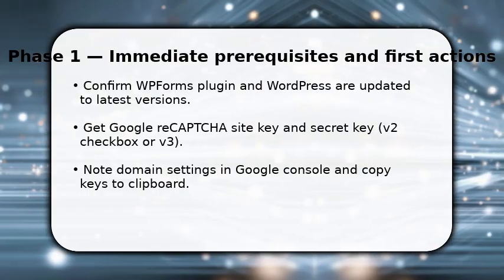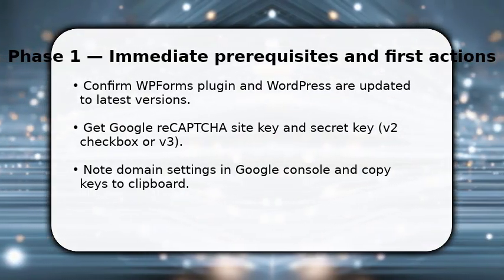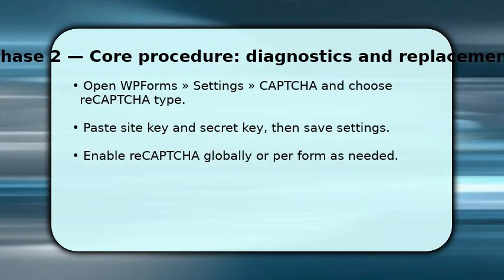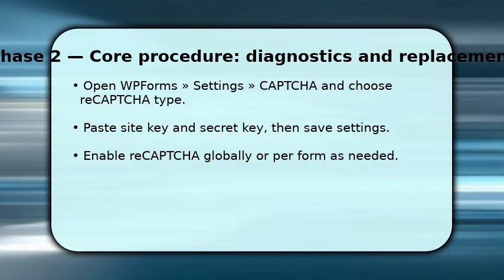Make sure to select the correct reCAPTCHA type. The wrong version changes how WPForms validates users. Now go into WPForms settings and open the CAPTCHA tab. Choose the same reCAPTCHA type you registered with Google so keys pair correctly. Paste the site key into the site key field and the secret key into the secret field, then save changes.